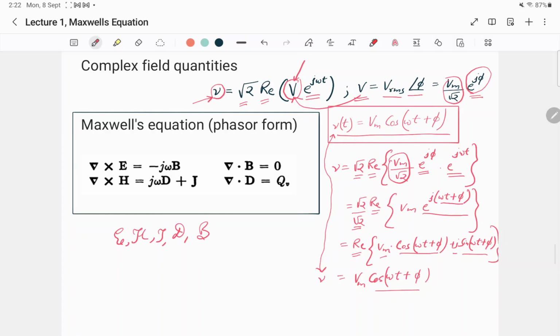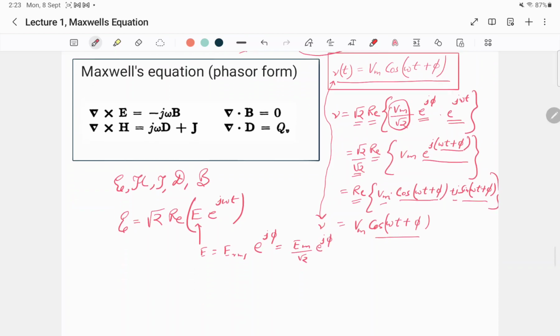Which suggests to us that any complex quantity such as electric field E can also be written as root 2 times the real part of E e to the power j omega t, where this E is a complex field quantity which carries both the RMS value E RMS and e to the power j phi, or in other words E max by root 2 e to the power j phi.